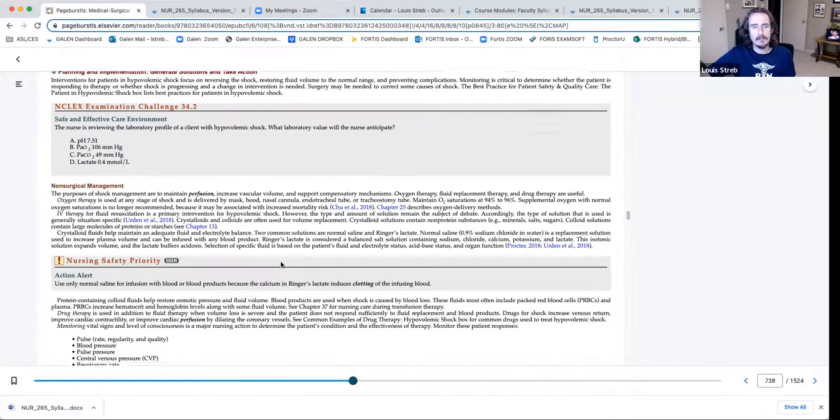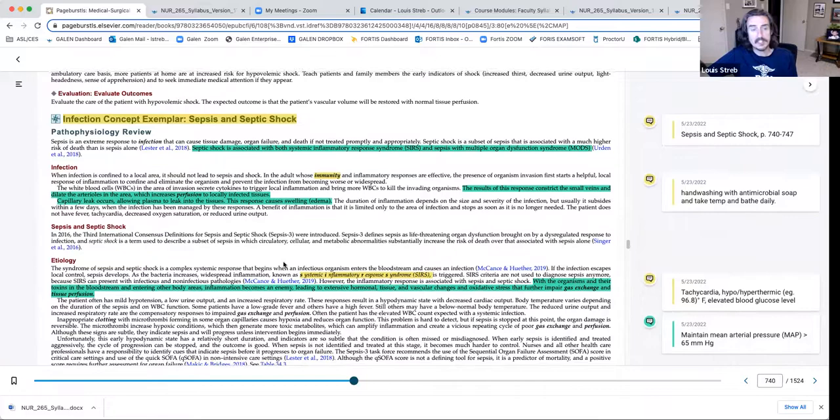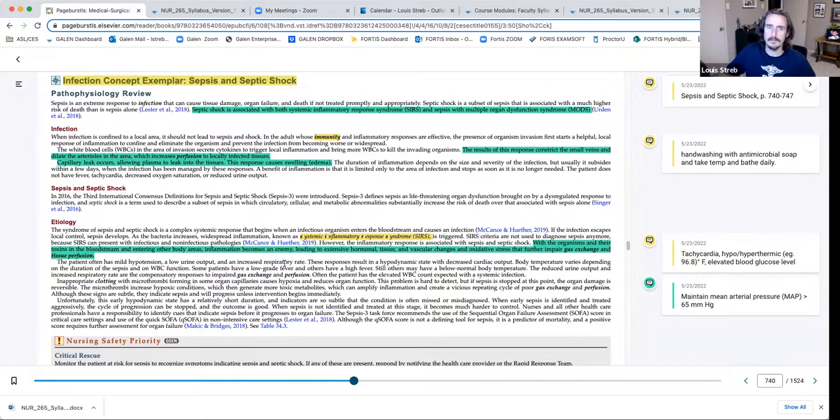And the last part we're going to go over on shock is septic shock. So how is septic shock different? Well, septic shock is different in that you have to understand what causes it, which is typically some kind of infection.